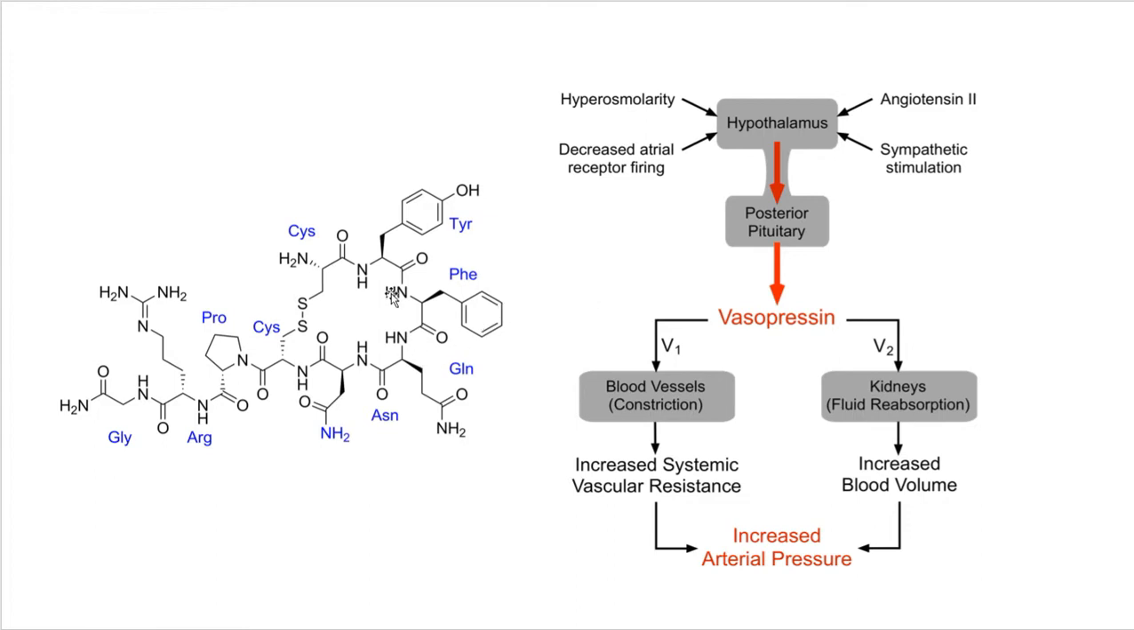Here you have an important peptide. This is vasopressin. This is the formula, a little complicated, yeah. But the importance of this one that is produced by the posterior pituitary is very important because they can have two mechanisms: the blood vessel constriction and also kidney fluid reabsorption. According with this, the arterial pressure can be increased.